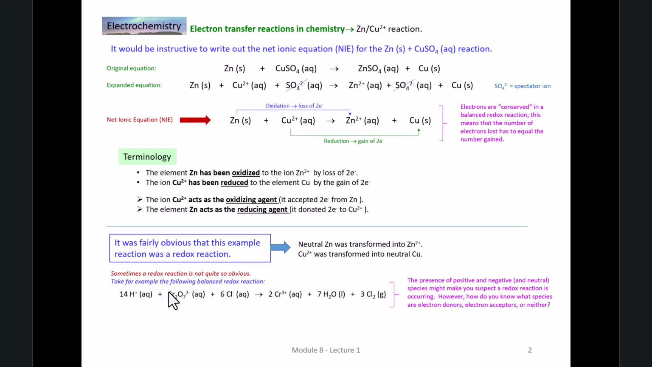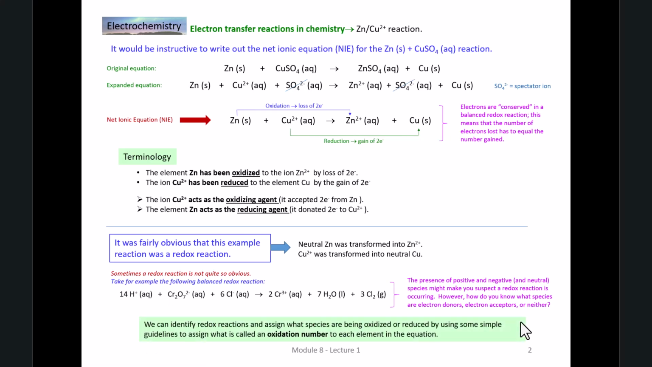Well, the way we can identify in a redox reaction what's being oxidized, what's being reduced, what's acting as the oxidizing agent, what's acting as the reducing agent, is by assigning to each atom in each ion or molecule something called an oxidation number.